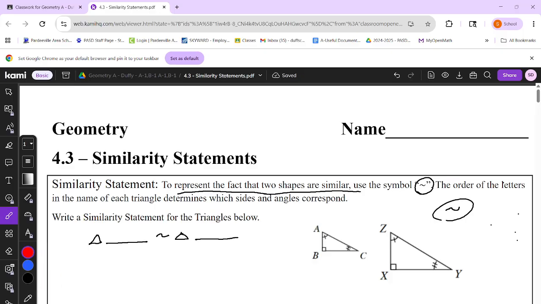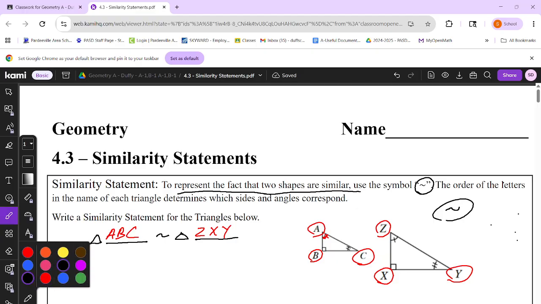If I start with A, I can see that has one little arc and a dash through it. So that would be corresponding and equal to Z. If I put A first, then I need to put Z first. Then if I go to B, that's the right angle. So that would correspond to X. That's also the right angle. So I'd say B goes next. So therefore, X needs to go next. And then C would correspond to Y.